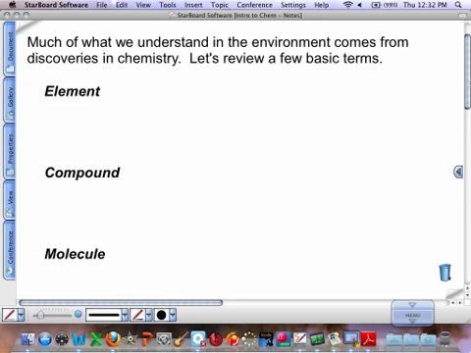Okay, what that's really saying is that it has to be pure. So an element cannot be broken down any further. It's a pure substance. So our element is a pure substance that cannot be broken down any further. There's no subparticles that it can really be broken down into. So it's just a pure substance.